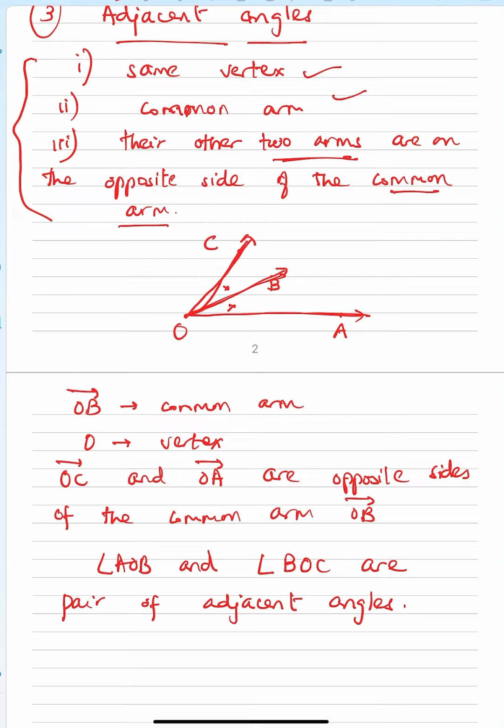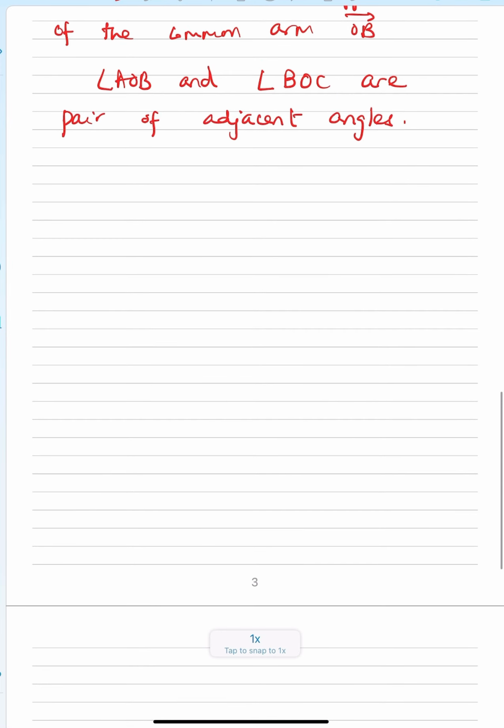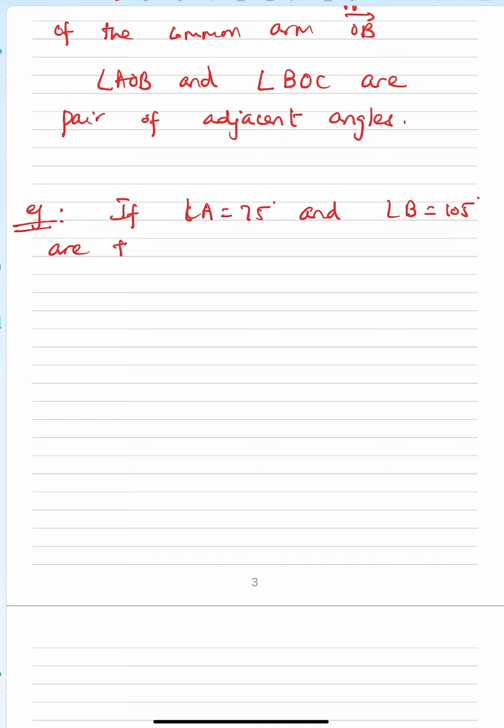Now suppose a sum is given to us. Let us take one example: if angle A is equal to 75 degrees and angle B is equal to 105 degrees, then are they supplementary or not?